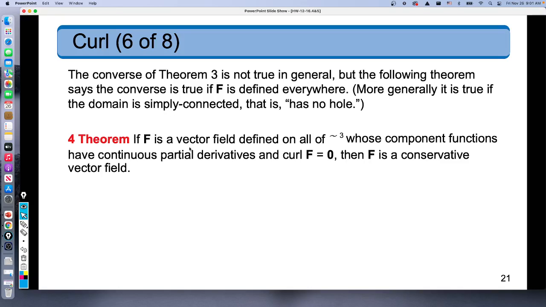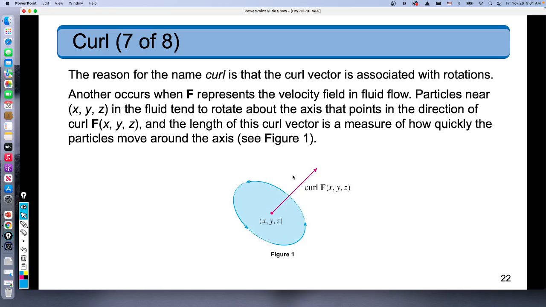But if f is a vector field defined on all of three-space, and all the component functions have continuous partial derivatives, and the curl is equal to 0, then f is a conservative vector field. Okay, so notice it's not an if and only if. It is one-way, as long as we know that we have continuous partial derivatives and that the curl is equal to 0, then we can say that f is a conservative vector field.